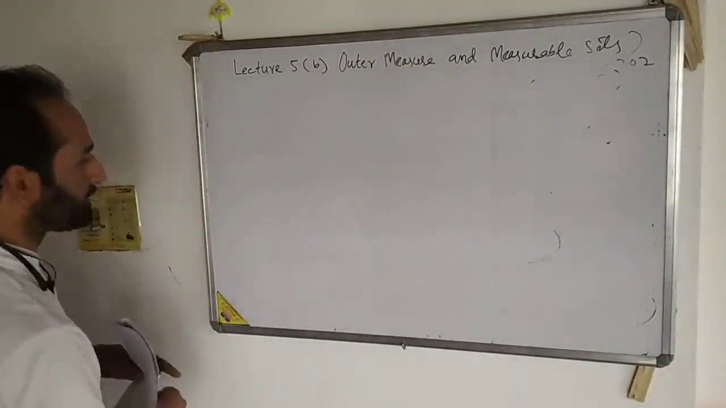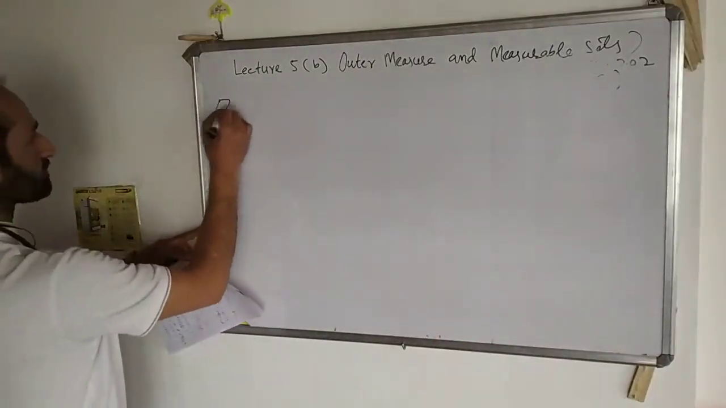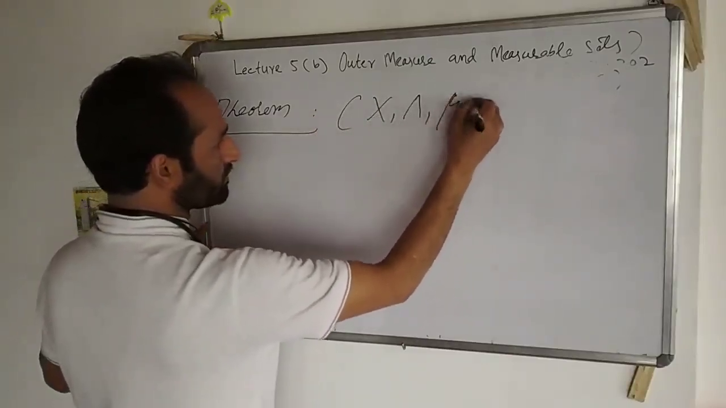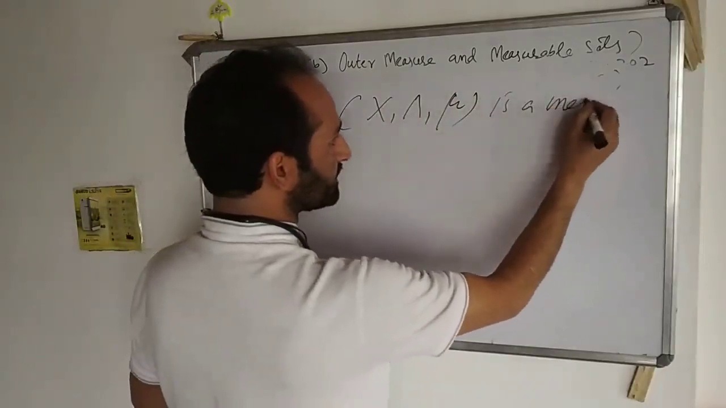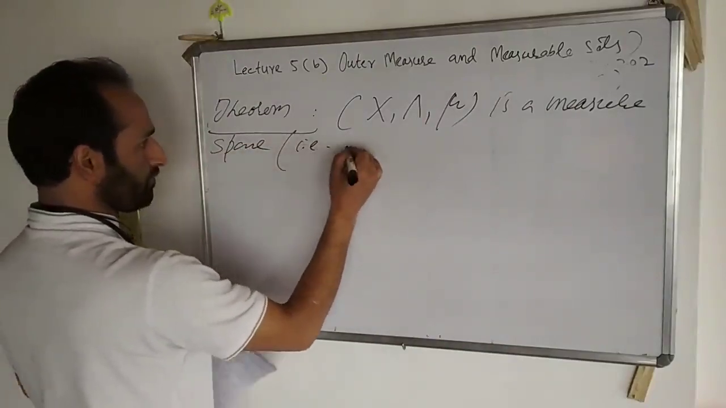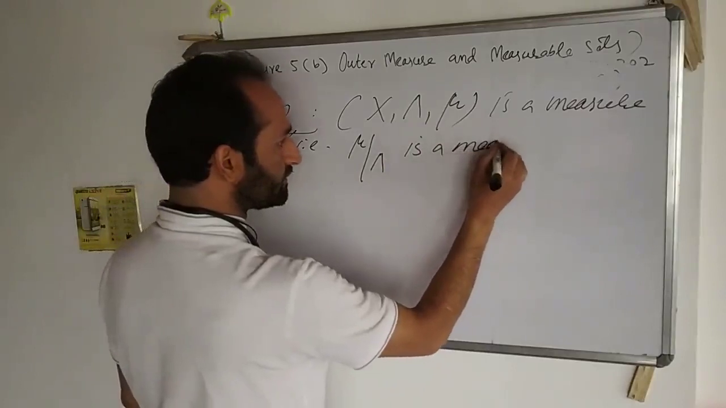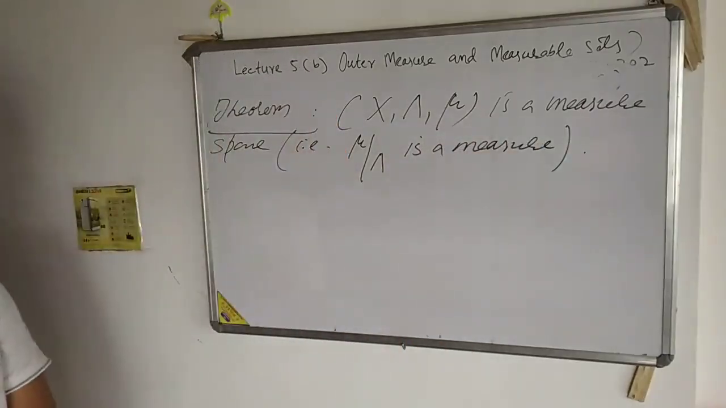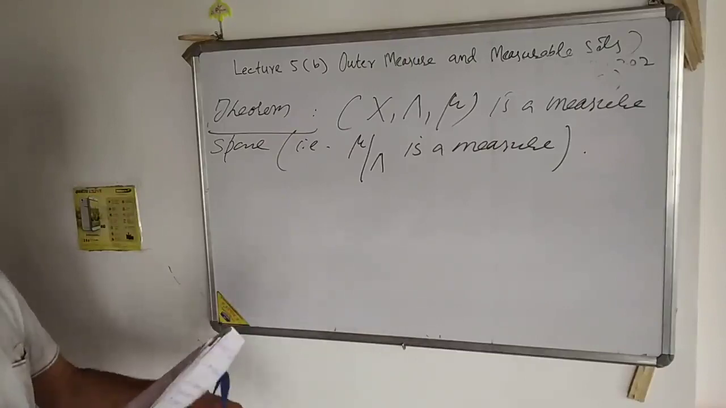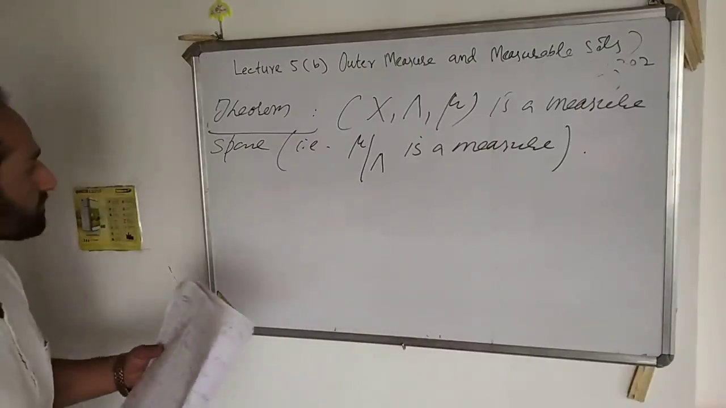So what's the next theorem? The next theorem is: X, lambda, mu, where mu is an outer measure, is a measure space. That is, mu restricted to lambda is a measure. So the proof is very simple, not too difficult. It's a straightforward proof.